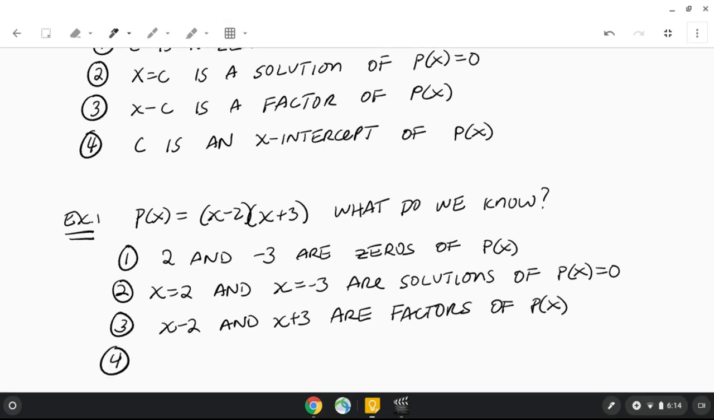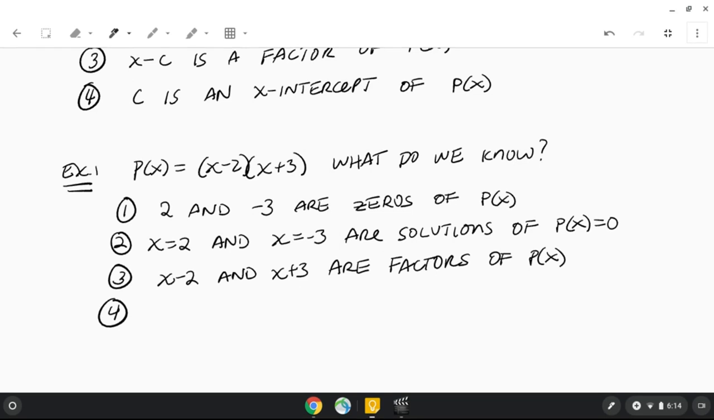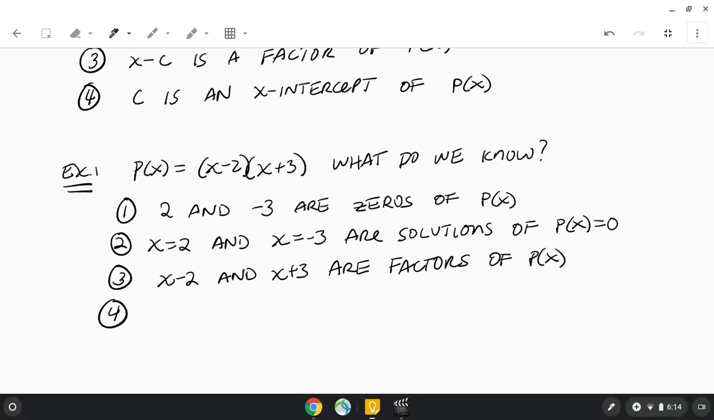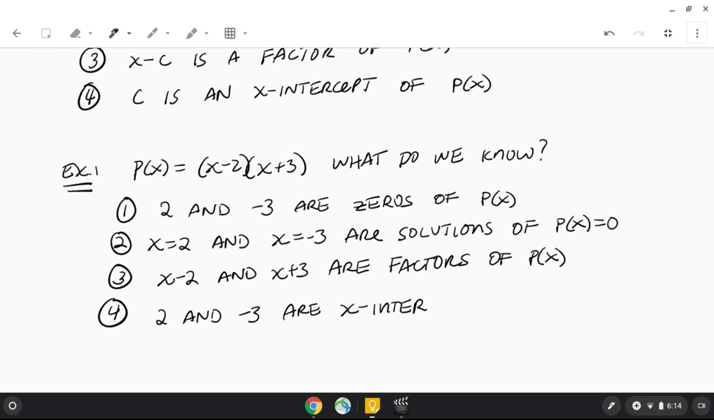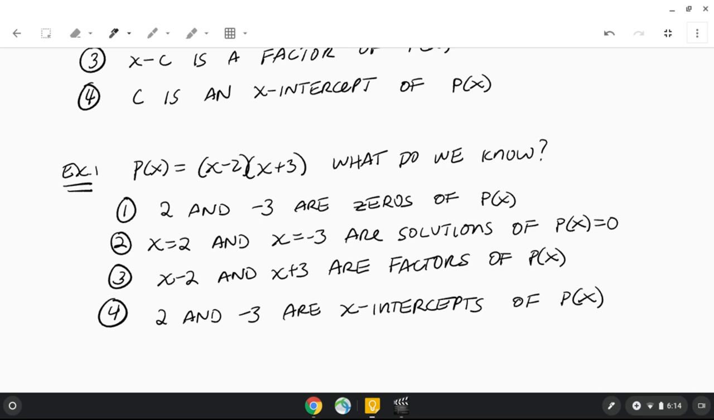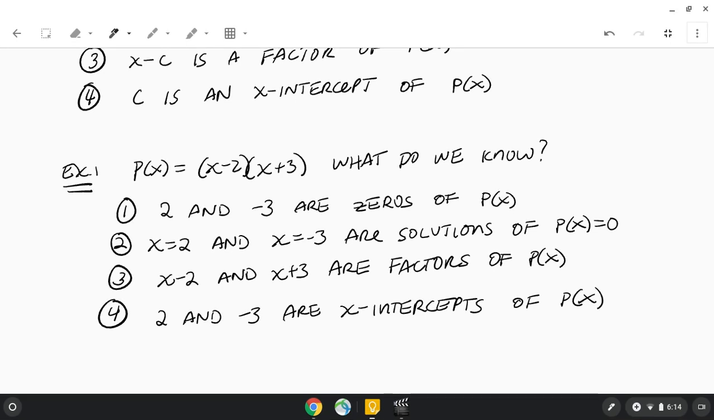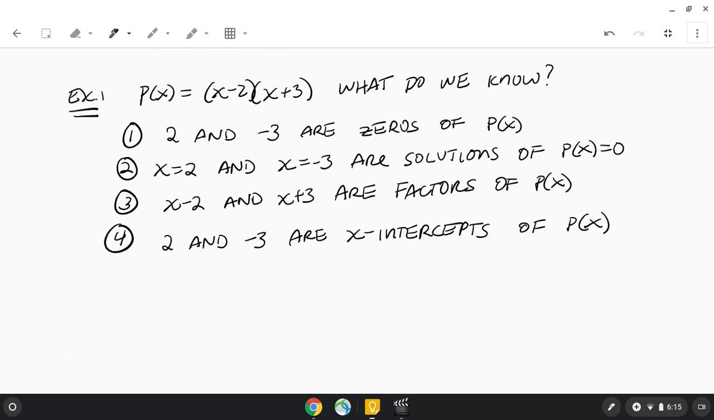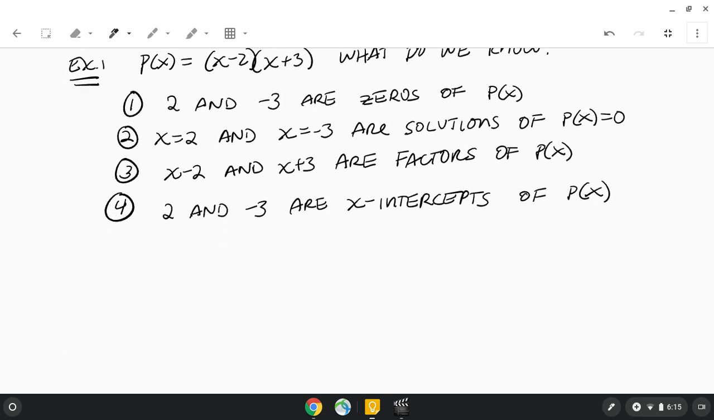And from all of this, we also know that c, which is 2 and negative 3. So we know that 2 and negative 3 are x-intercepts of p of x. Okay, so when we have any of those things, any of the four things, then we know the other three. Okay, so that's an example of when you're given a polynomial that's in factored form.